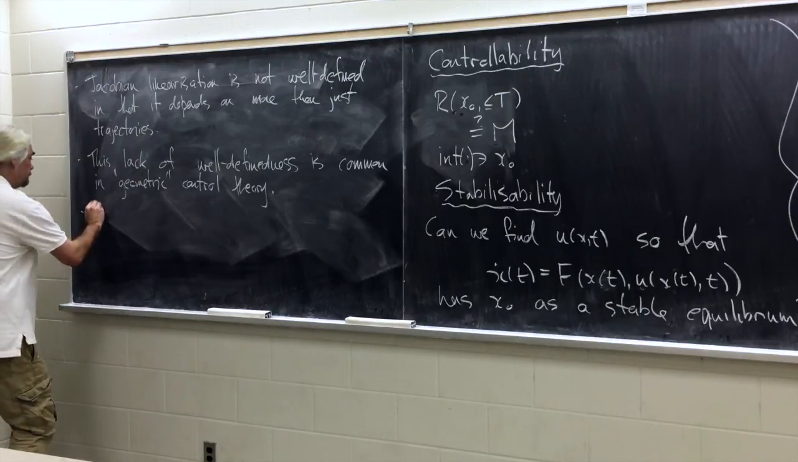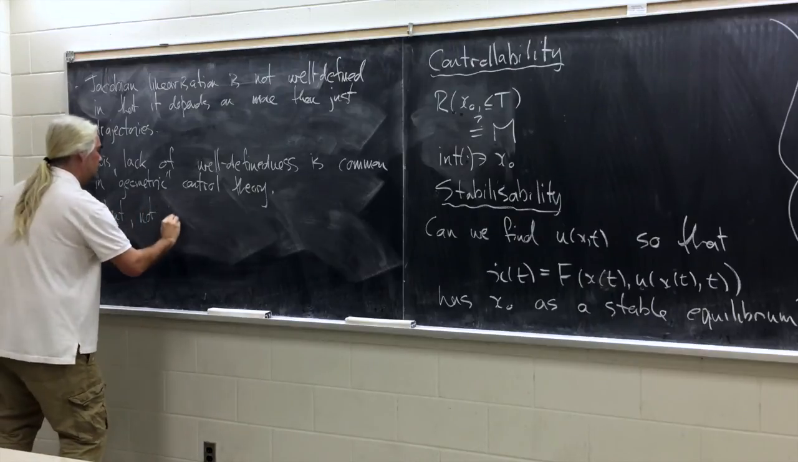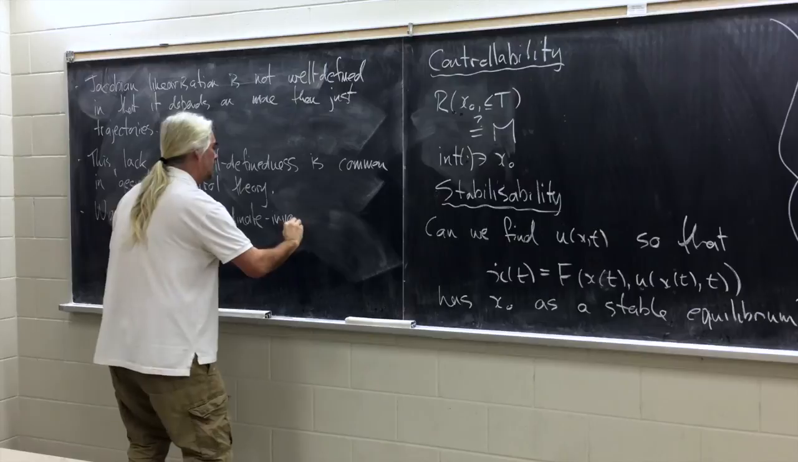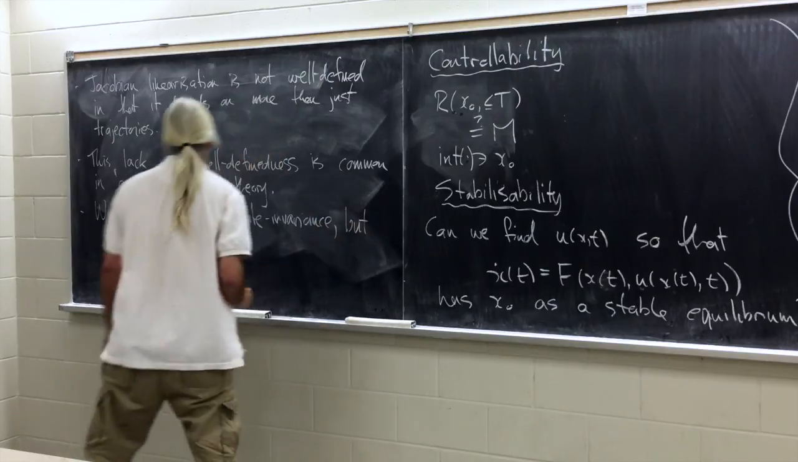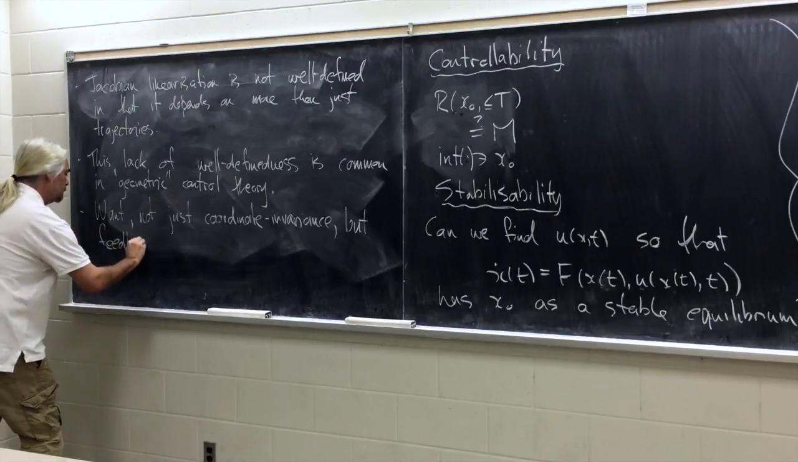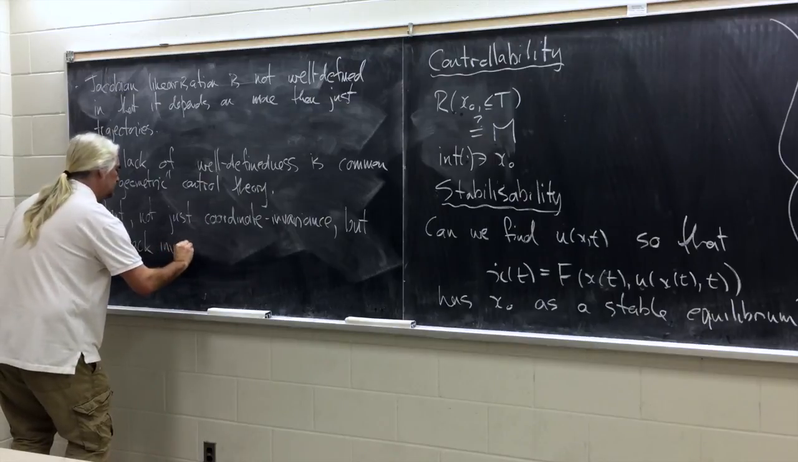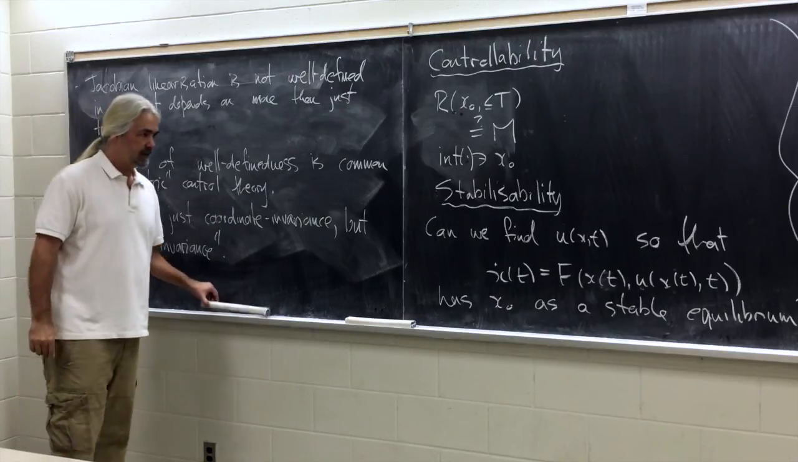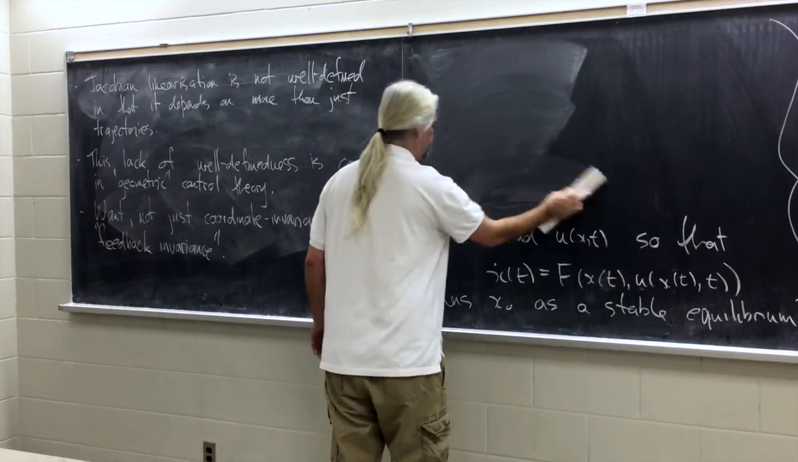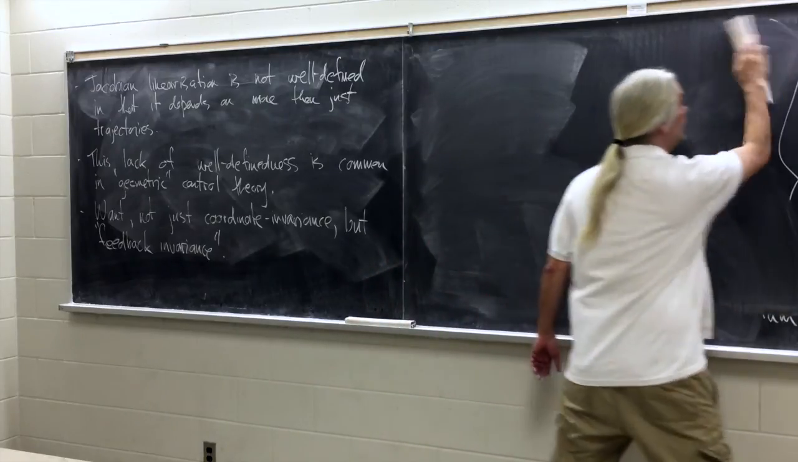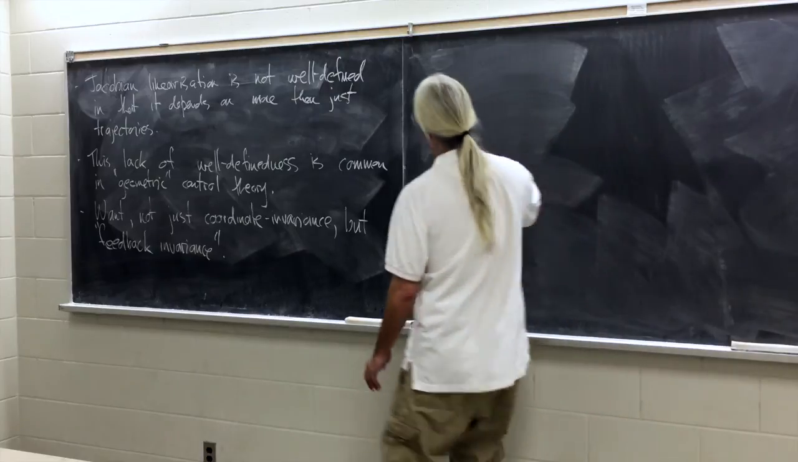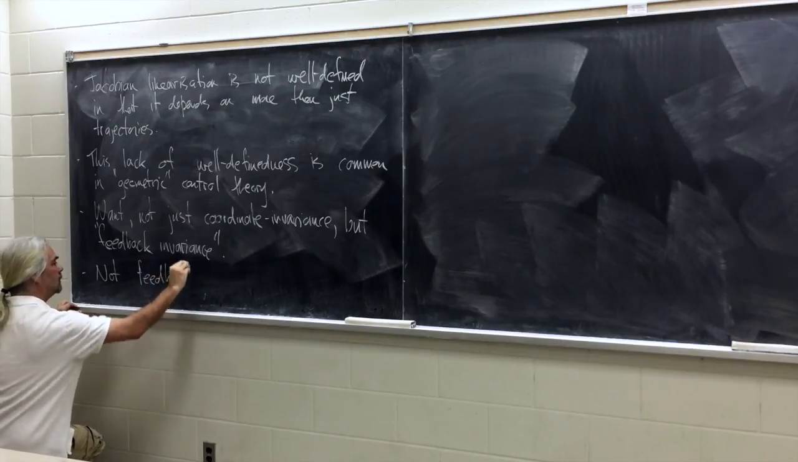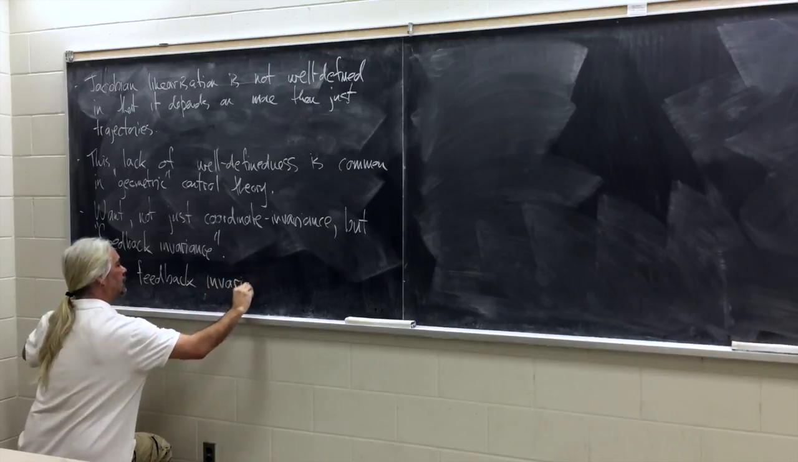Okay. So we want not just coordinate invariance, but feedback invariance. Coordinate invariance you get from geometry. Feedback invariance is less easy to get at. And I want to make sure that we all understand that we're not studying those.